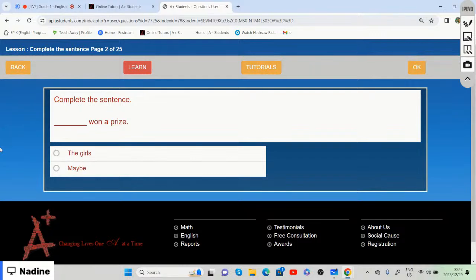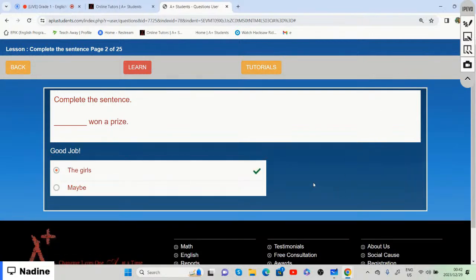All right, so we need to complete the sentence and we will say the girls won a prize. So the girls being our naming part, which is our noun, won being our verb, which is our action part. So the girls won a prize.